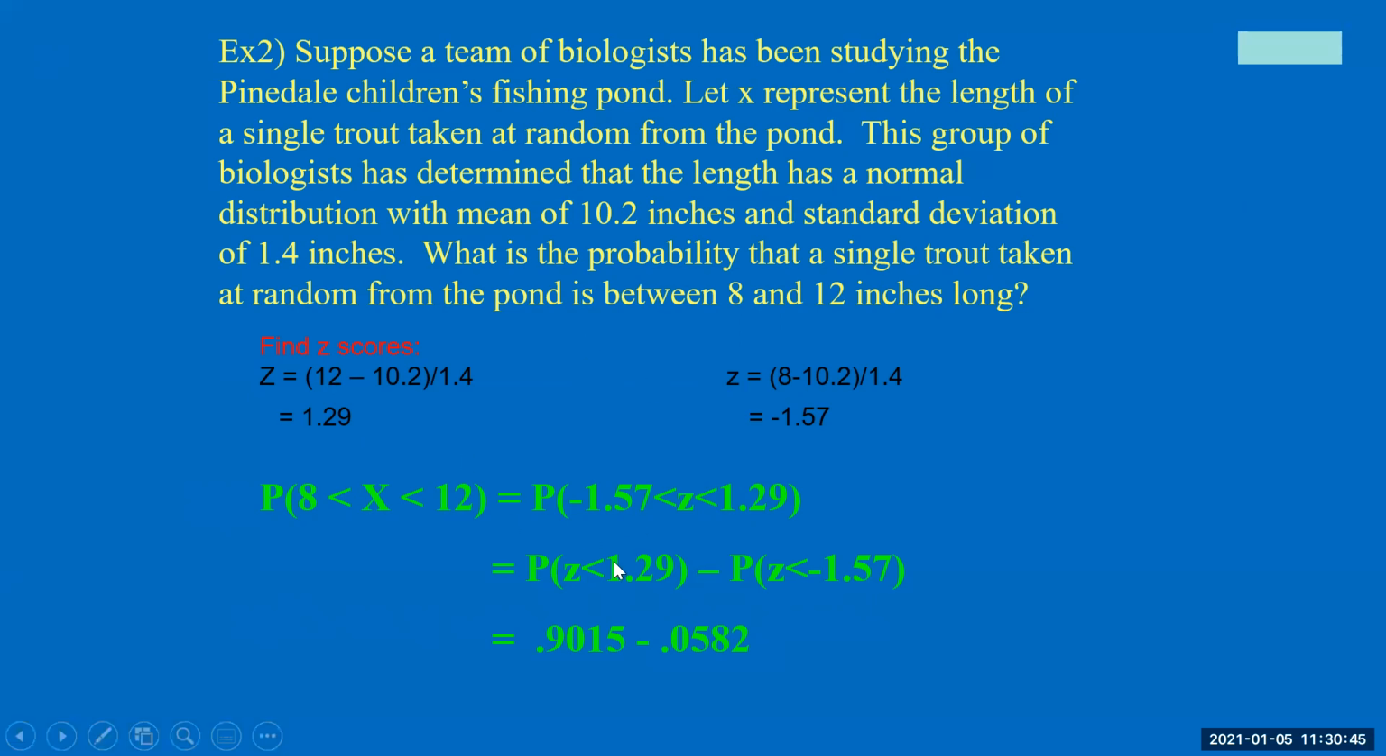Look inside your z-table. Area left of 1.29 should get you 0.9015. Area left on the z-table of negative 1.57 should be 0.0582. If we subtract the two, we should find a probability of 0.8433, or we could say about 84.33%.